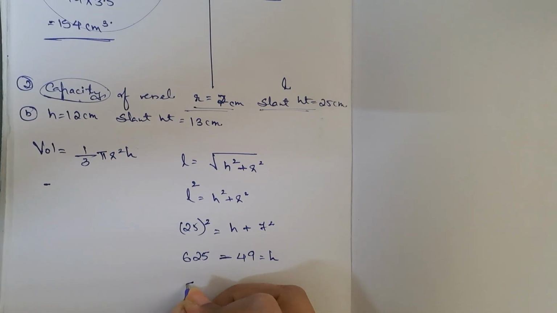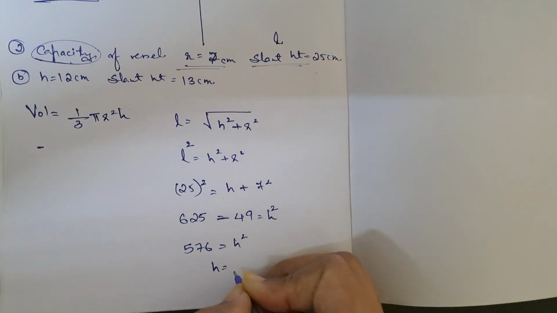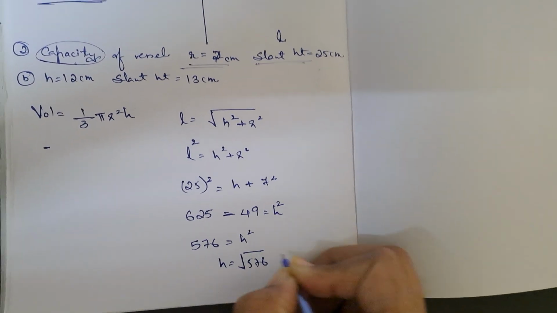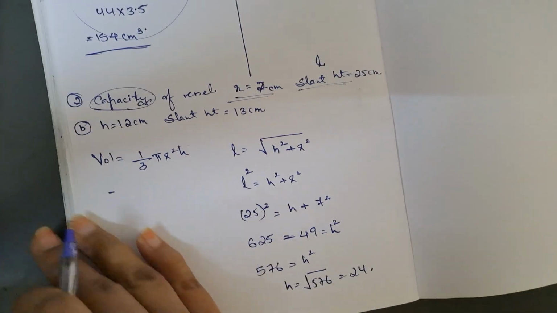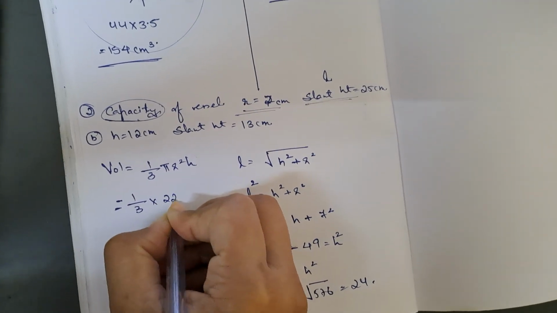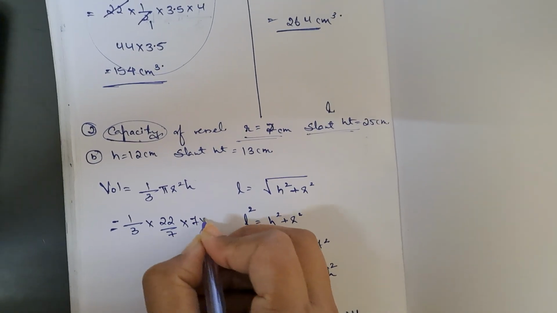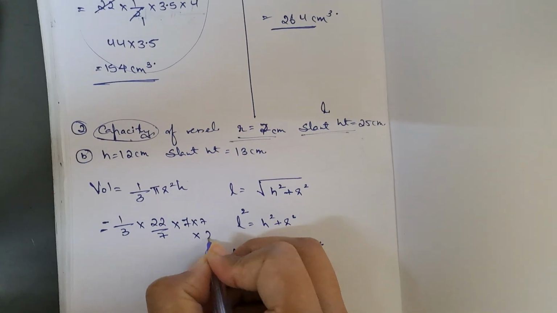576 is equal to h square. Now h would be the root of 576, that is nothing but 24. So my h value is 24. I'm going to substitute in here. So 1 by 3 pi is 22 upon 7 times r, which is given as 7, times 7, and the height is given to me as 24.